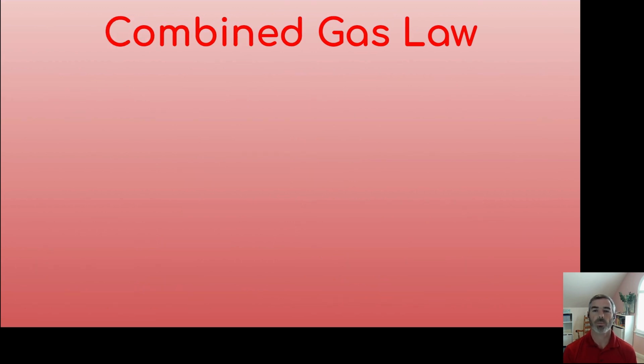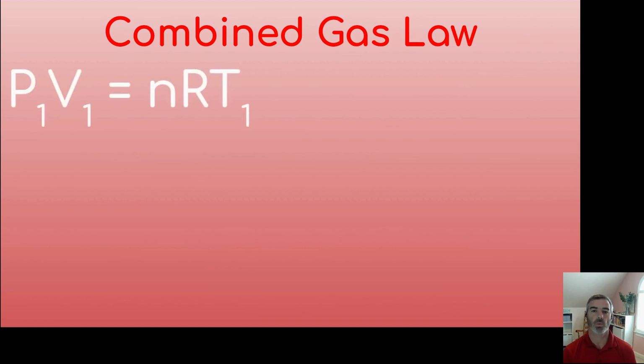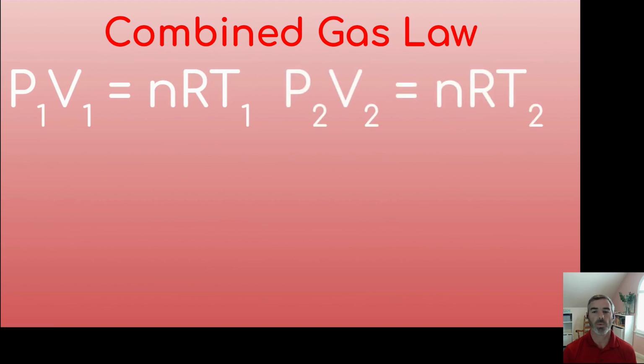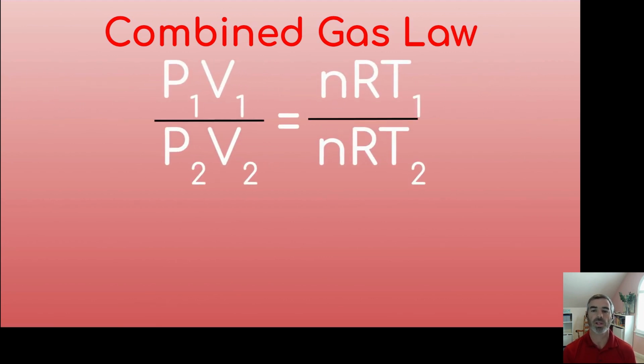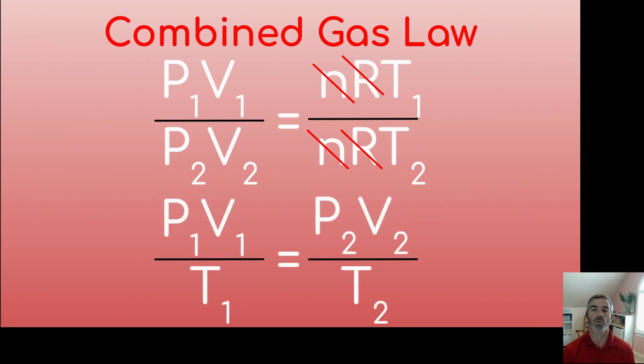Now, we're going to also talk about the combined gas law. So we take a gas in one state, P1V1 equals nRT1. We have a second state where P2V2 equals nRT2. We can take those two equations and divide them by each other. So n and R are the only things that are the same, so those can cancel out. And then if we rearrange this, we multiply by V2 on each side and divide by T1 on each side. That gives us P1V1 over T1 equals P2V2 over T2. And this is known as the combined gas law.